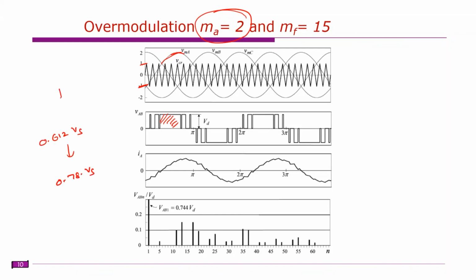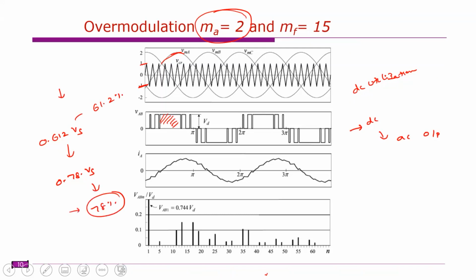In other words, all these things are known as DC utilization. Meaning, how much DC you are inputting and how much AC output voltage you are getting. So how properly the DC is utilized is important, right? In this case, if you are using sine PWM, the DC utilization is only 61.2%. In this case, it is 78%. The disadvantage is that it produces lower order harmonics, that is fifth order, seventh order harmonics.